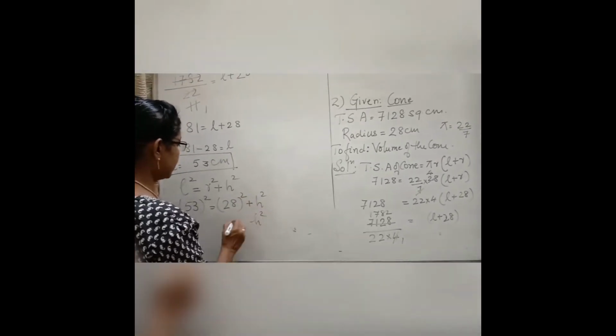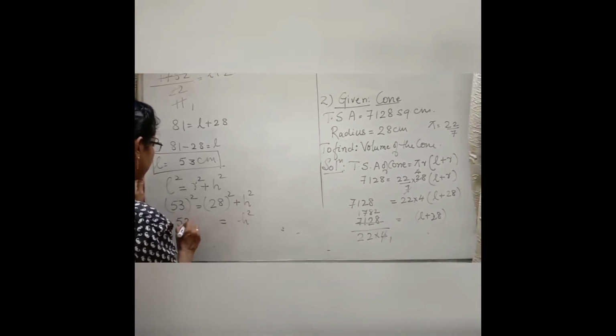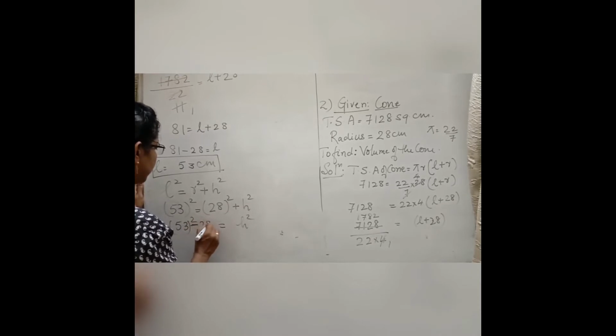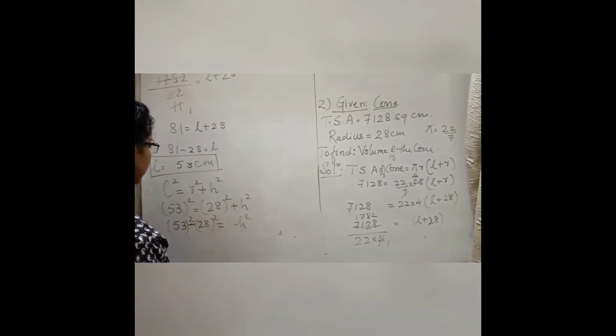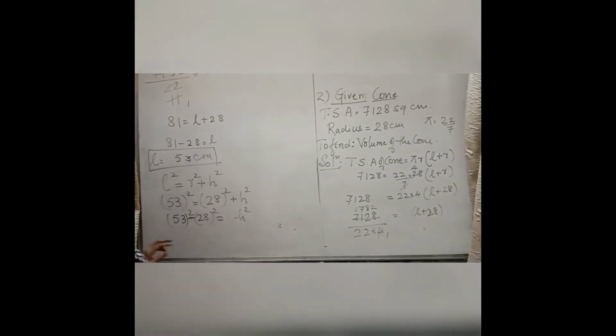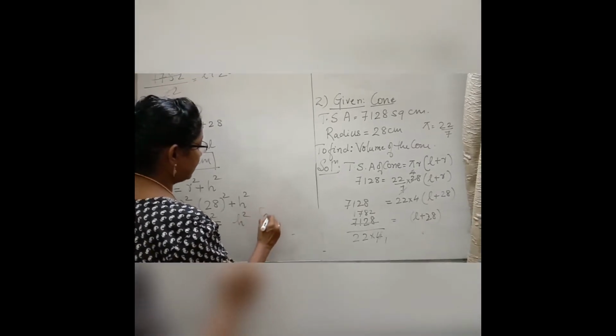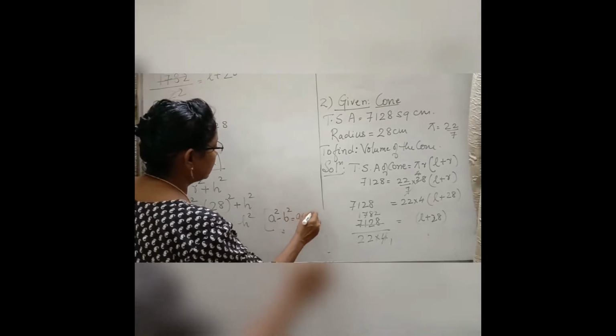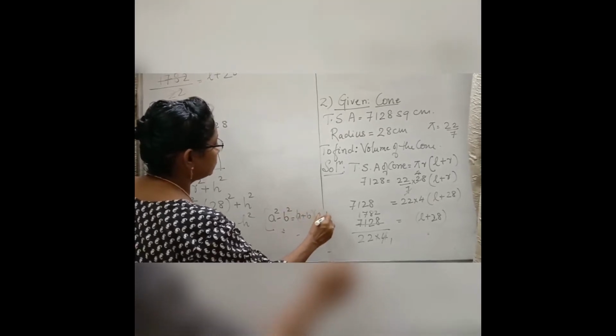H square is equal to 53 square minus 28 square. So again we can use the formula A square minus B square. A square minus B square is equal to A plus B into A minus B.